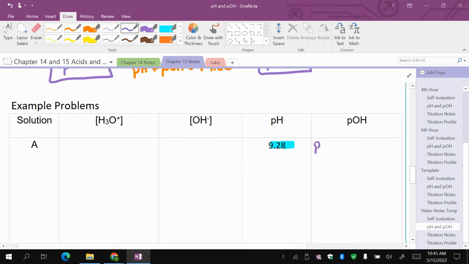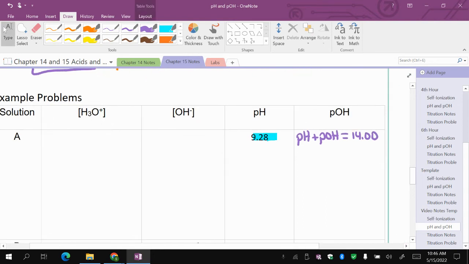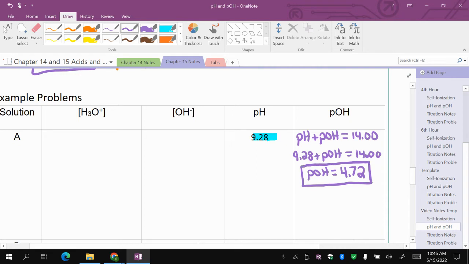Simple. You have to write your equation. You're using pH plus pOH equals 14. Plug in my pH: 9.28 plus the pOH equals 14. And so when you subtract for sig figs, it's the least number of places to the right of the decimal point. I have 2 places behind the decimal point for both of these numbers, so my answer is 4.72. pH and pOH do not have units.